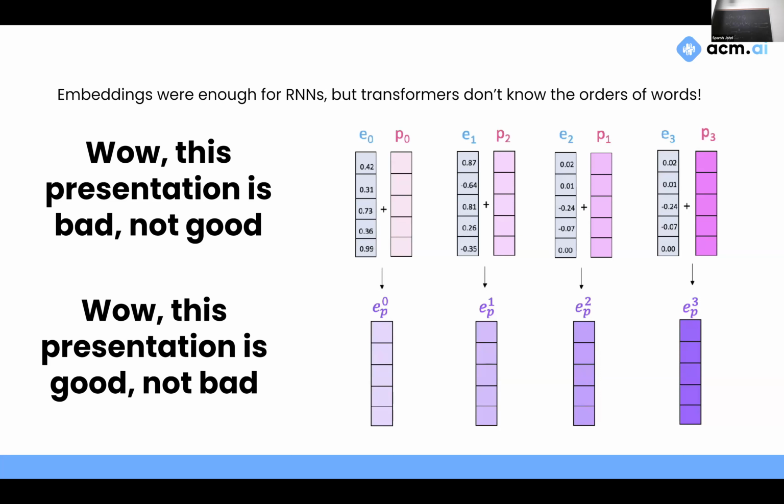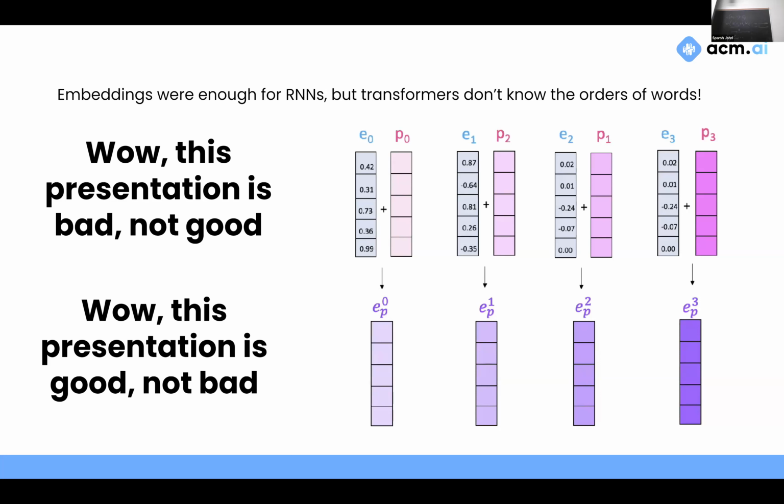Again, "Wow, this presentation is bad, not good." "Wow, this presentation is good, not bad." It doesn't matter. The word bad would have its attention towards all of these, and the word good would have its attention towards all of these. Then you just get a list where the vectors are just swapped in order. It wouldn't encode them any differently if words are swapped, which is bad.